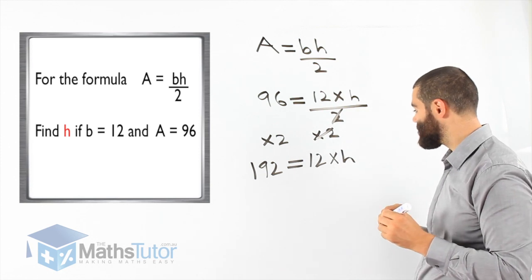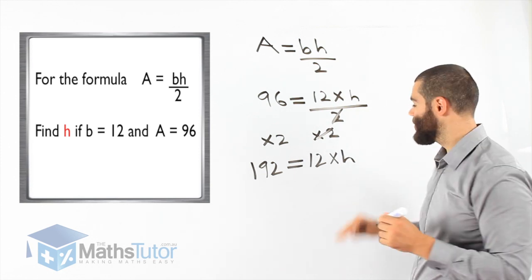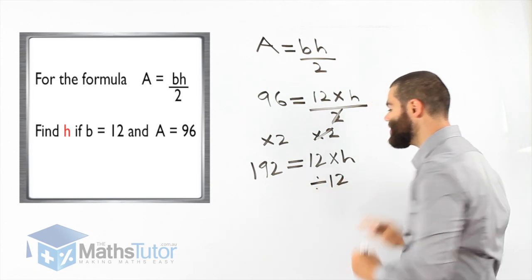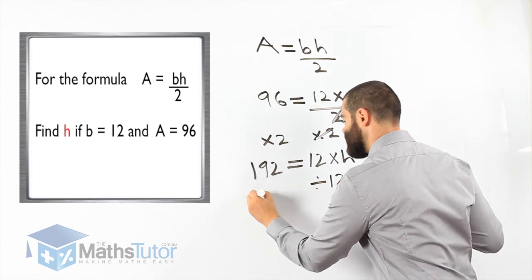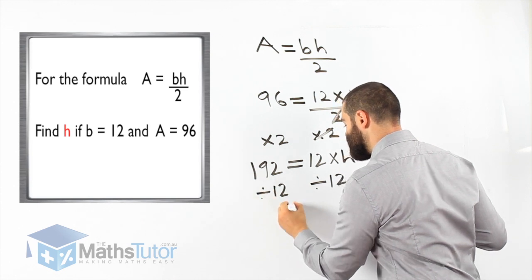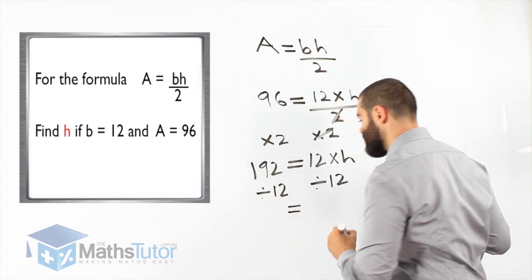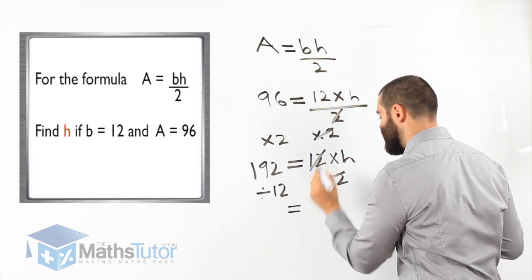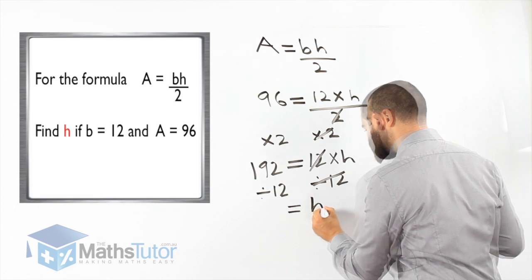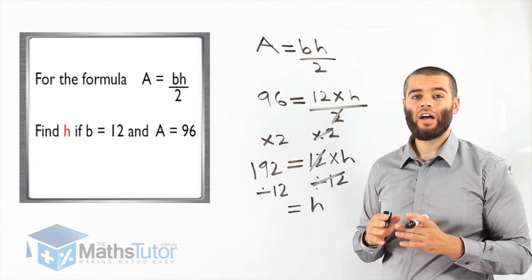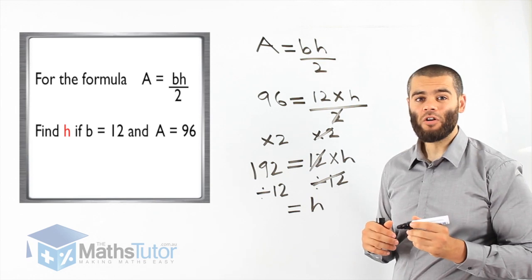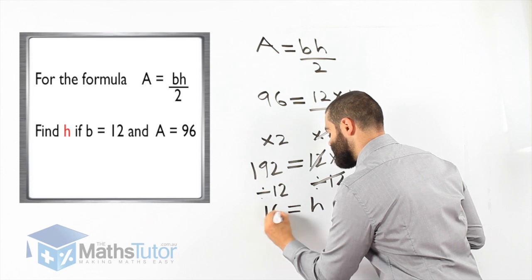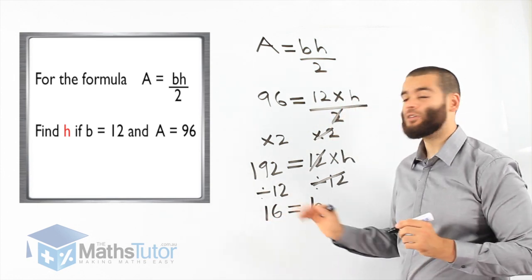We're asked to find H. We know we've got to divide. The opposite of times is divide. Divide by 12 on this side, and we divide by 12 on this side as well. 12 divided by 12 is gone. We're left with H, and 192 divided by 12, you can grab your calculator, you should get 16. H equals 16.